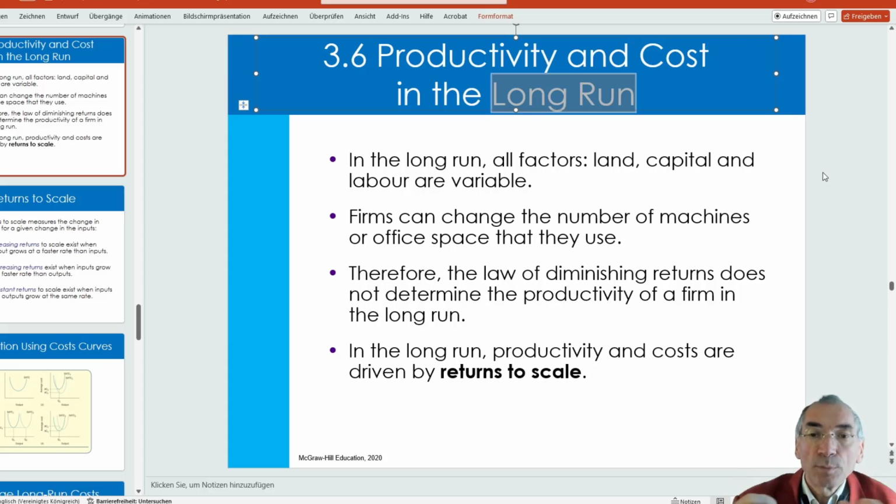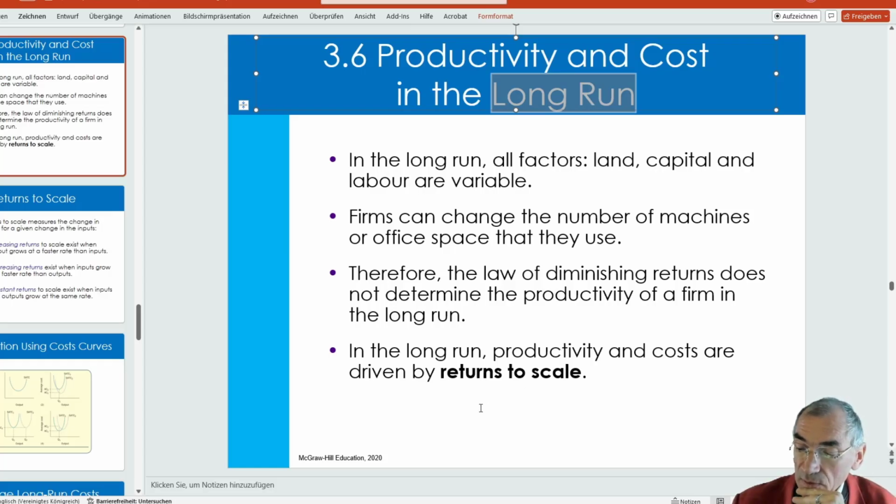That's when firms grow. They are able to reduce their costs. Basically, we could say their whole cost functions. And you see the arguments here in the long run: all factors are variable. They can buy more machines and so on. And therefore, the law of diminishing returns that we defined in the last video does not totally determine the productivity of a firm, but in the long run, they can increase all the production factors.